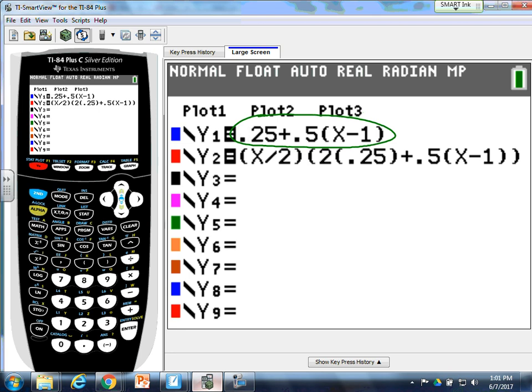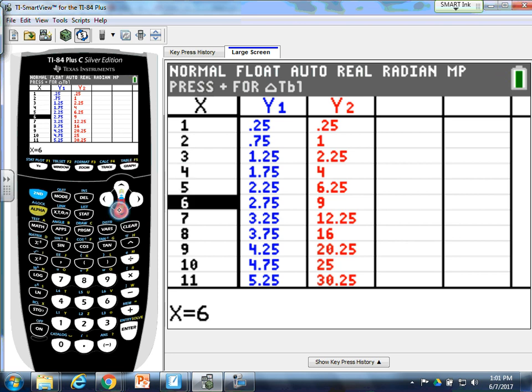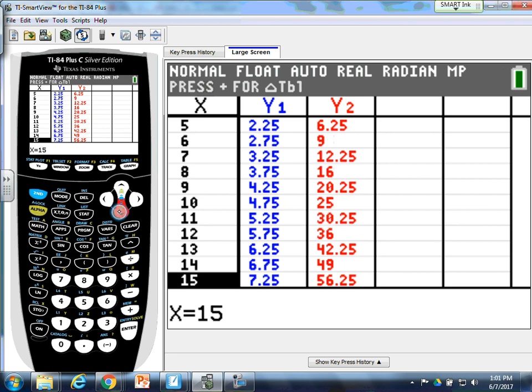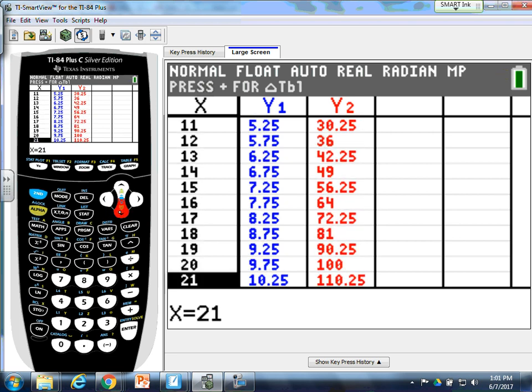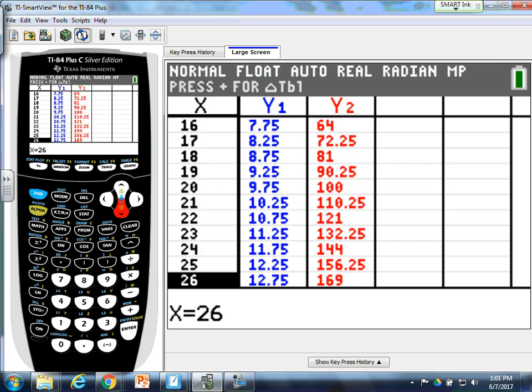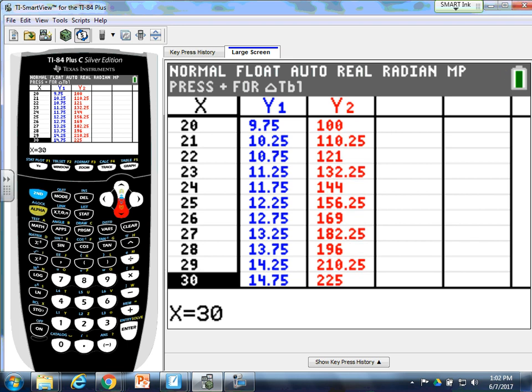But what you can do is if you take a look at the table, you will see the y1, the blue numbers there, that is just how many miles you run on the x day. Okay, and the question we just answered was asking about day 30. So if we scroll down a little bit here to 30, you'll see we get the 14.75. Okay, so there it is right there.